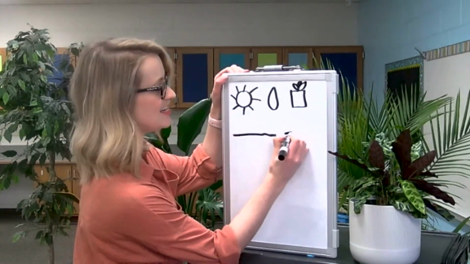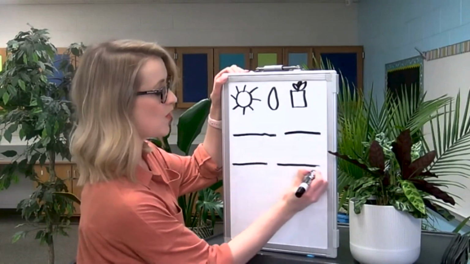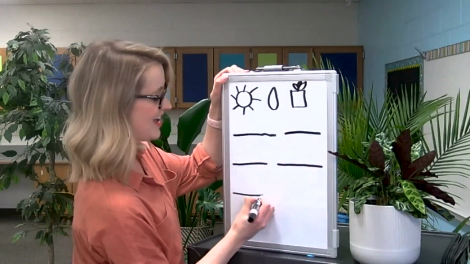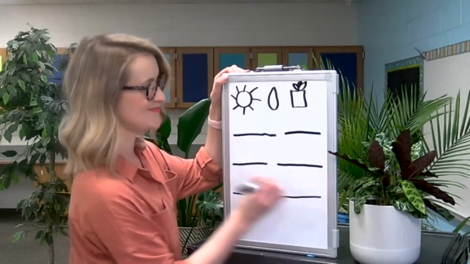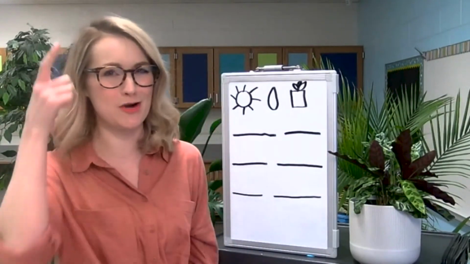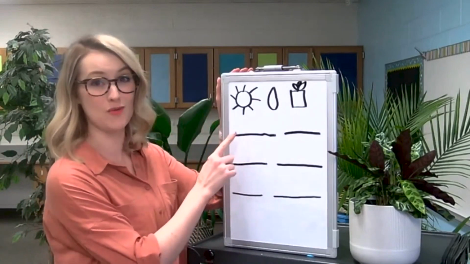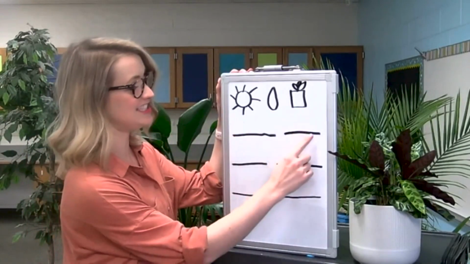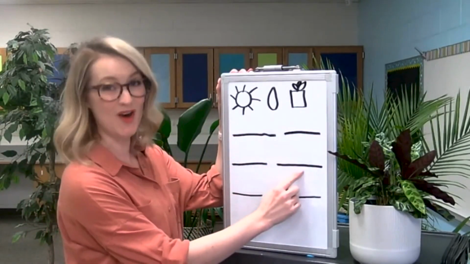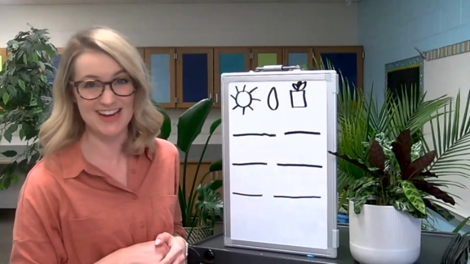Plants need sun, water, and space. All right, let's practice reading one more time to get our brains really ready to write. Point to the lines and read along with me. Plants need sun, water, and space. We're ready to write now.